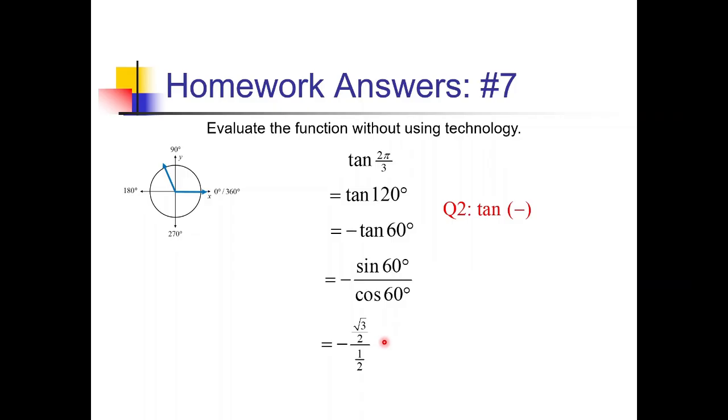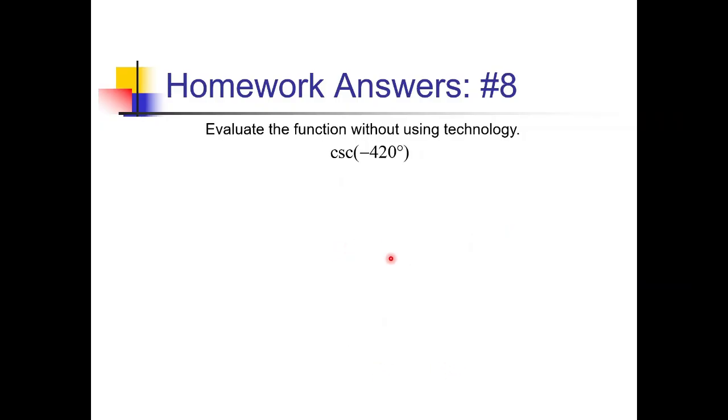2's are going to cancel, so this just ends up being radical 3. But I still have this negative here, so this then becomes negative radical 3. In order to figure out cosecant of negative 420 degrees, let me first get it in a form that I can put it on the unit circle to see what we're dealing with.